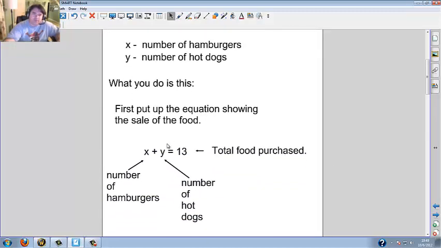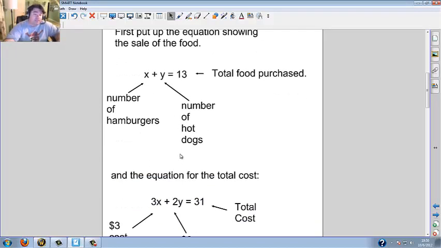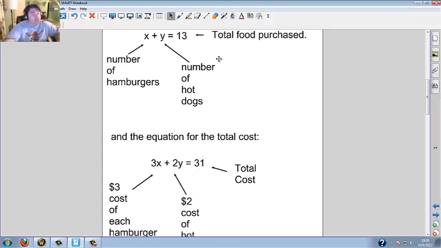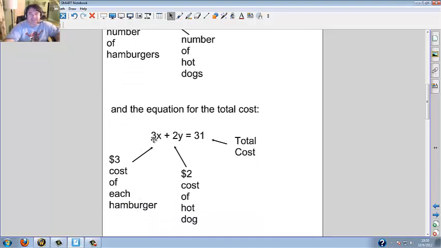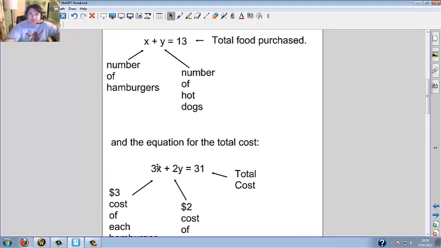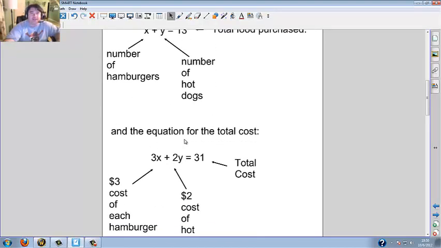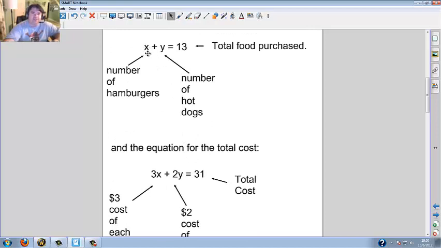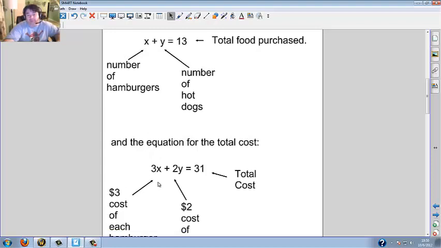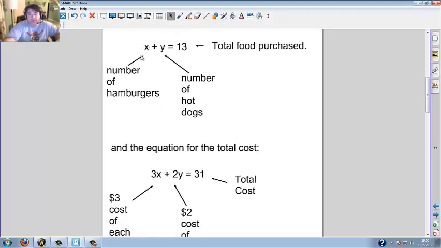Makes no difference. But my first equation is however many hot dogs and hamburgers I had, I sold 13 total, so x plus y equals 13. Now the equation for the total cost, remember this is a separate equation. I'm putting 3x because each hamburger costs $3. That doesn't mean it's 3 hamburgers per, it just means $3 per. And the cost for the hot dogs were $2, so I put 2y. The only rule is this, if I make hamburgers x here, hamburgers have to be x here. If I made hamburgers y, then this hamburger would have to be a y, that's all. So in this case, hamburgers were x, hot dogs y.